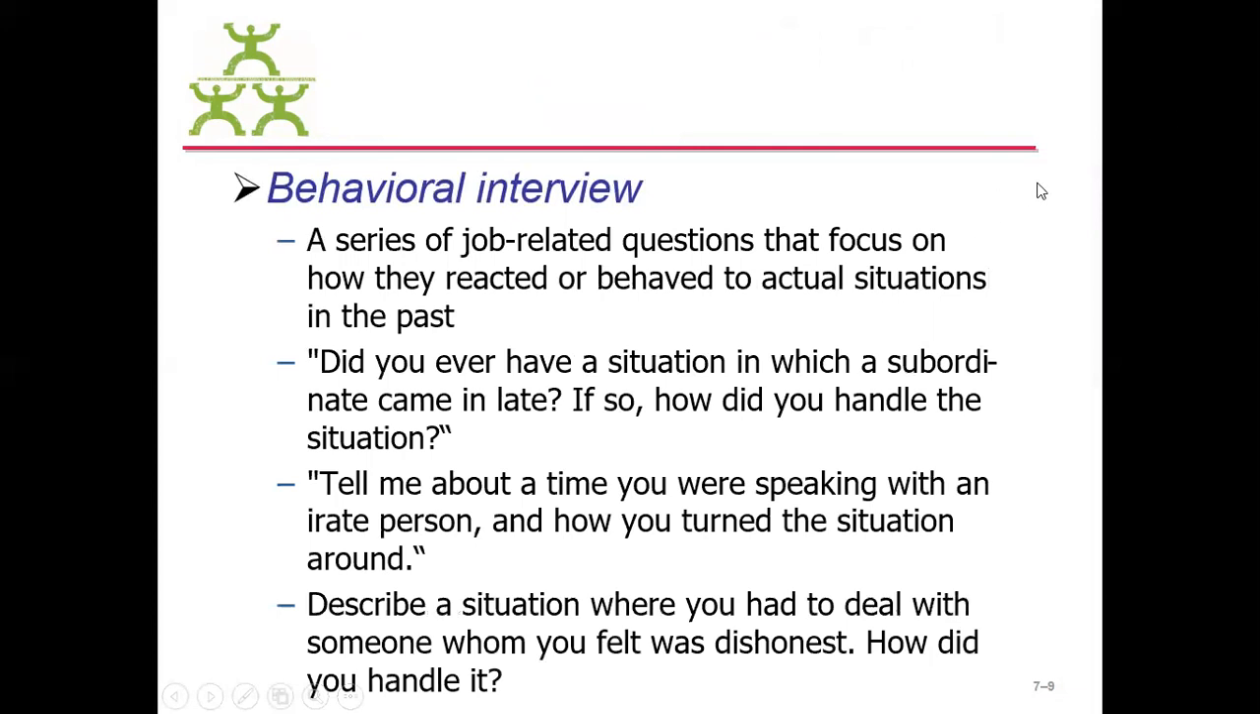Behavioral interview, as the name suggests, here the behavior of a candidate is usually analyzed. So it is a series of job-related questions that focus on how they reacted or behaved in actual situations in the past. For example, did you ever have a situation in which a subordinate came in late? If so, how did you handle that particular situation? So here, a situation is provided to the candidate, and the interviewer wants to know how the candidate handled that particular situation.